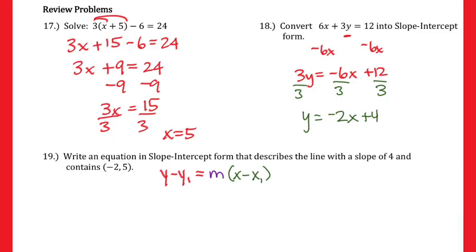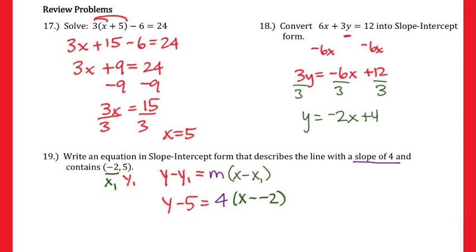So y minus y1 equals my slope times x minus x1. I go ahead and substitute in for my y1, which is 5, and I substitute in for my slope, which is 4, and then I substitute in for my x1, which is -2, but I'm subtracting a -2. So now I just simply solve.